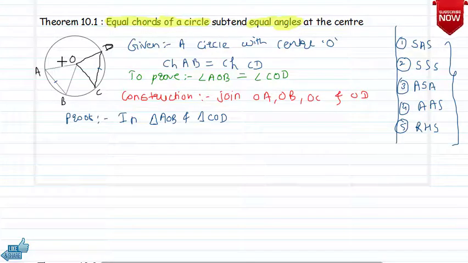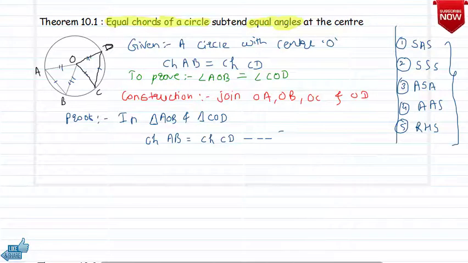See, OA is equal to OC. Then OB is equal to OD, radii of the same circle. So we can say that first of all, chord AB is equal to chord CD. The reason behind it: given. See, this is given here.